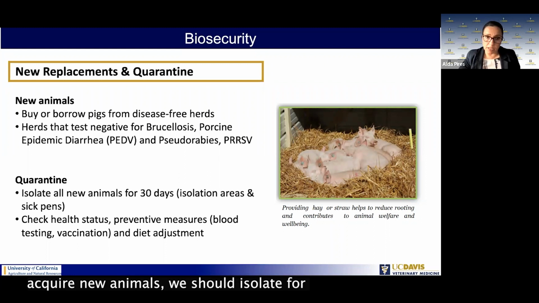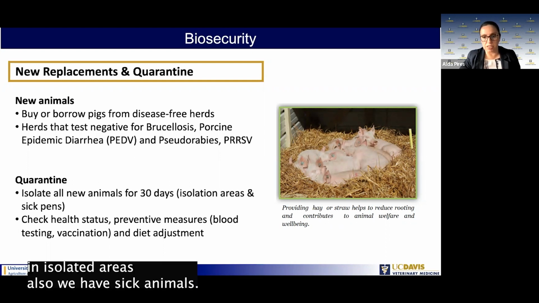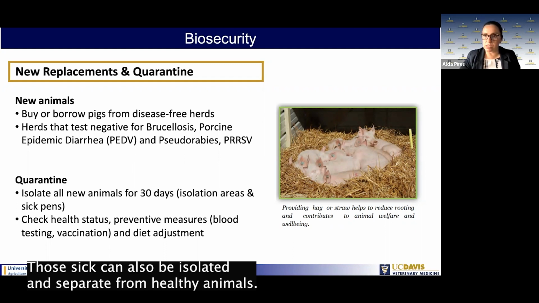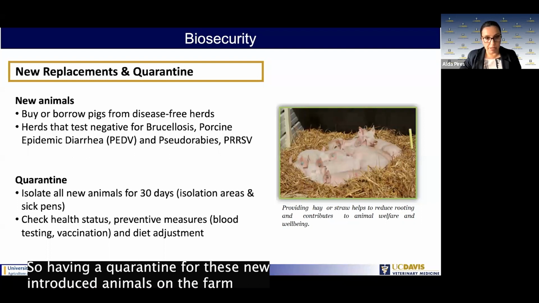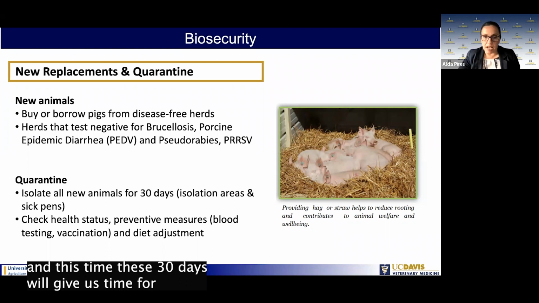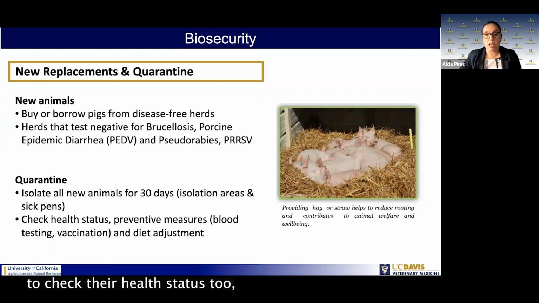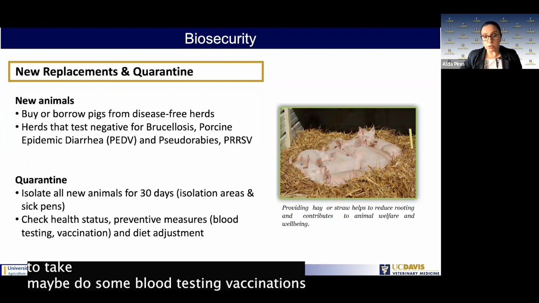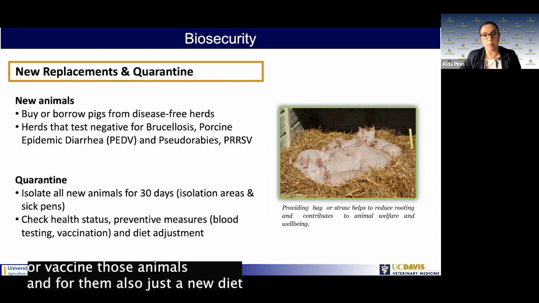Once we acquire new animals, we should isolate them for at least 30 days. Thirty days would be ideal, in isolated areas. Also, if you have sick animals, those sick animals should be isolated and separate from healthy animals. So having a quarantine for these newly introduced animals on the farm. And these 30 days will give us time to check their health status, do some blood testing, vaccinate those animals, and let them adjust to a new diet and new environment.